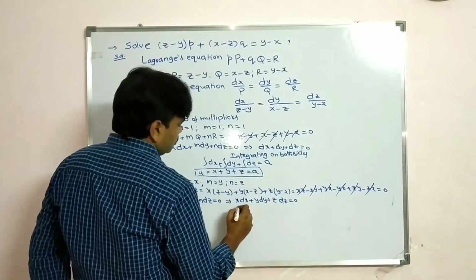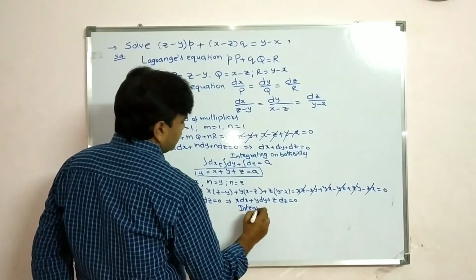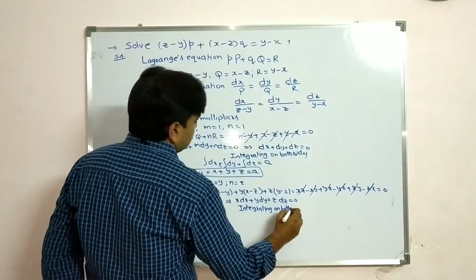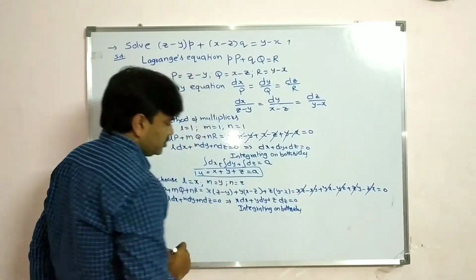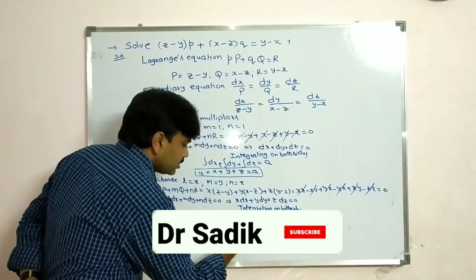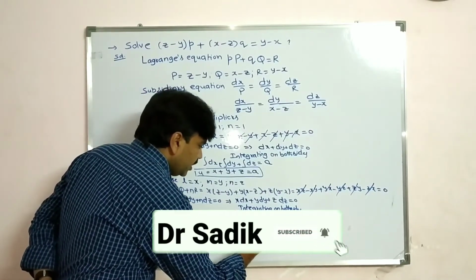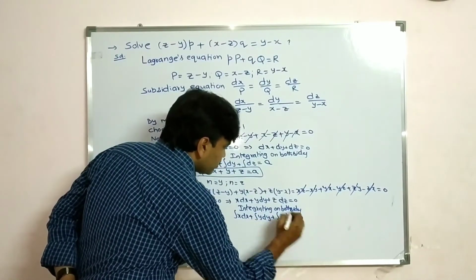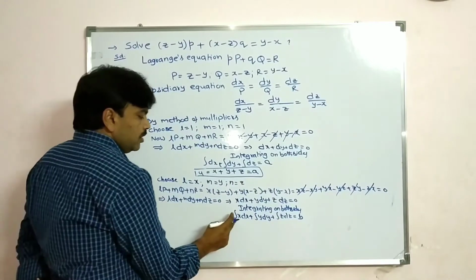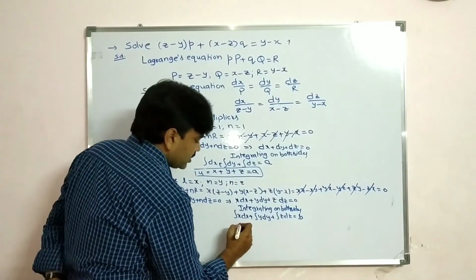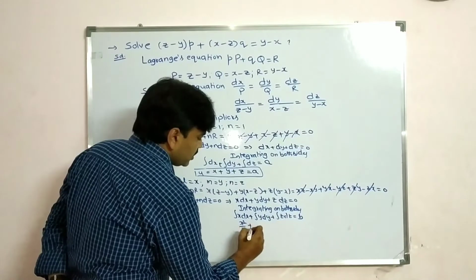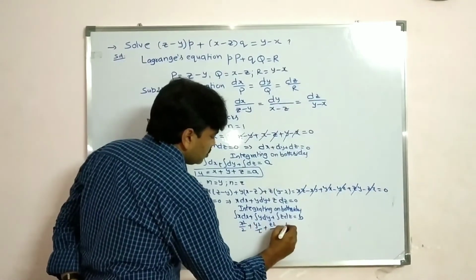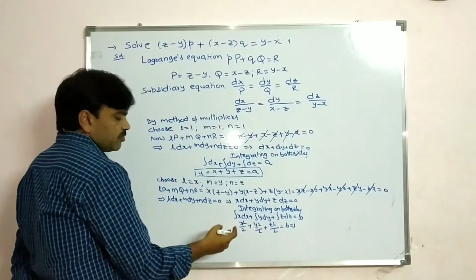Now integrating on both sides. We get here the integral of x dx plus the integral of y dy plus the integral of z dz, that is equal to, this time, students, the constant b. Now the integral of x dx, students, means x square by 2 plus y square by 2 plus z square by 2, that is equal to b. That implies, do the LCM here and cross multiply.